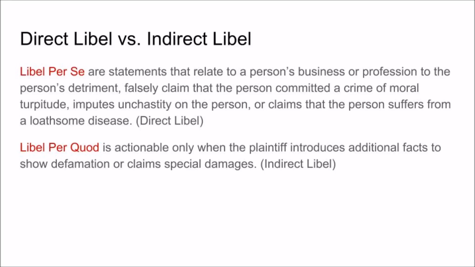Libel per se are statements that relate to a person's business or profession to the person's detriment, falsely claim that the person committed a crime of moral turpitude, impute unchastity on the person, or claim that the person suffers from a loathsome disease. That's also known as direct libel. Libel per quod, on the other hand, is actionable only when the plaintiff introduces additional facts to show defamation or claims special damages, and this is known as indirect libel.